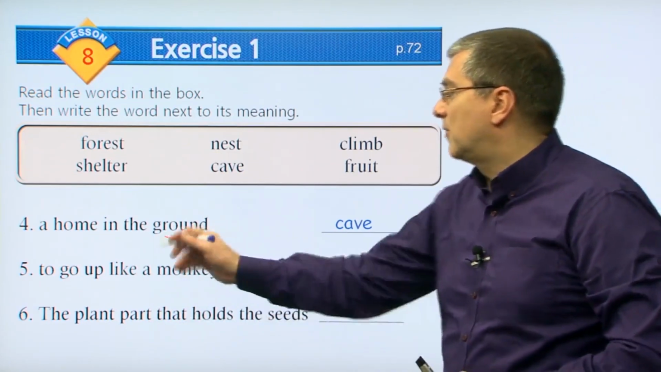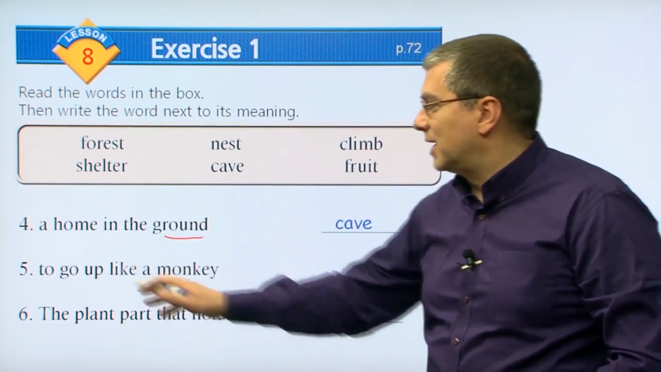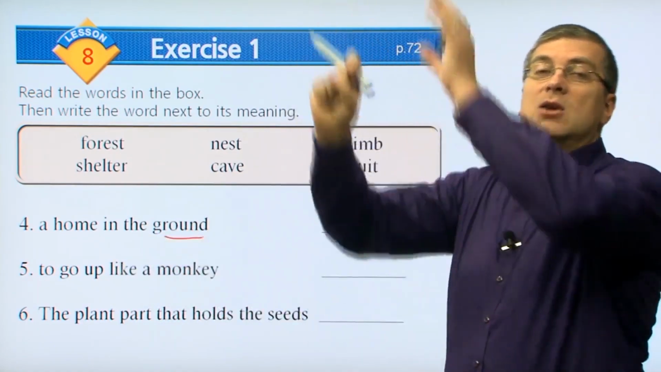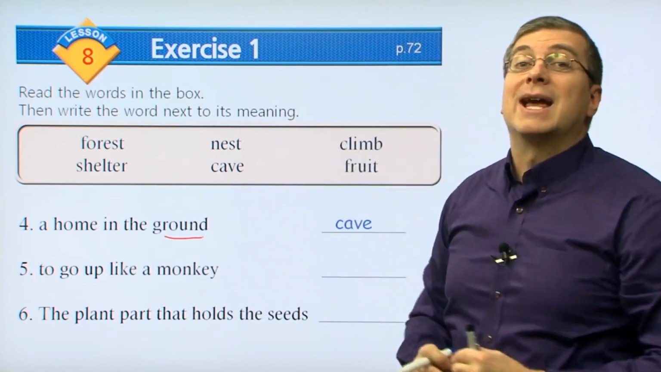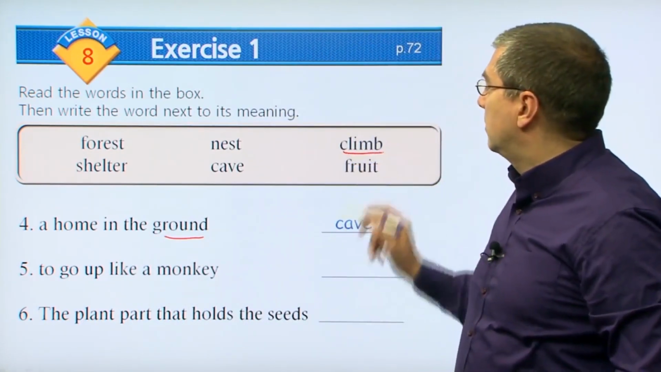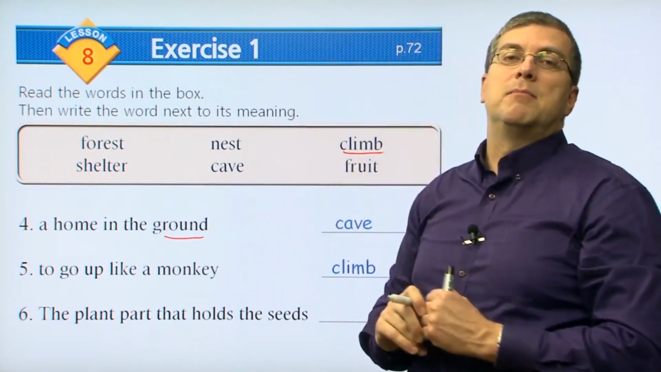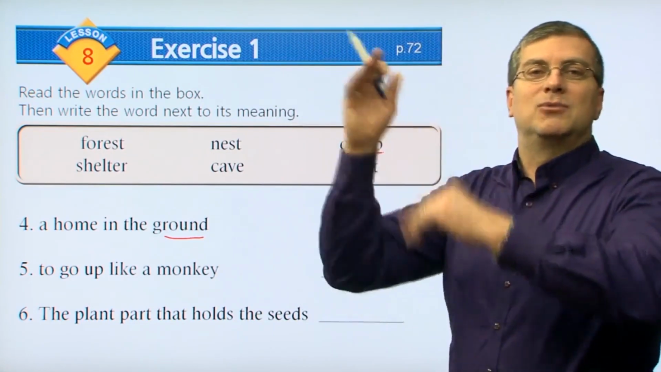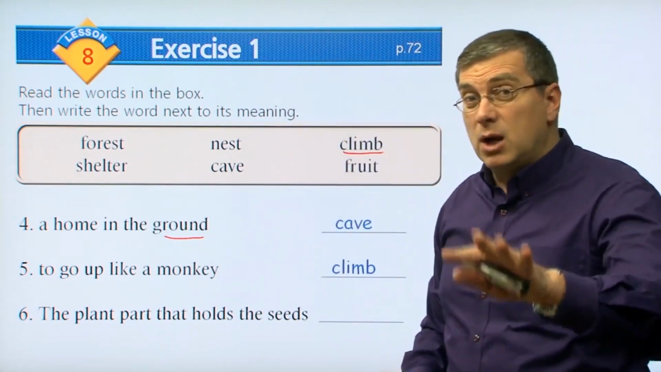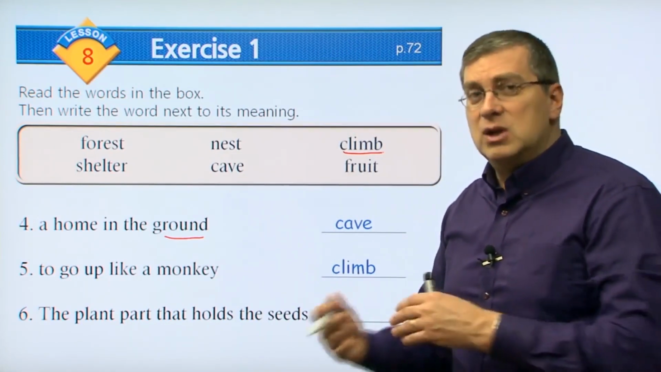Okay, number five. To go up like a monkey. No, I'm sorry, not to grow up. To go up like a monkey. So if you're looking at a tree and you want to go up the tree like a monkey, what are you doing? Of course, we're looking for a verb. And the verb here, of course, is climb. To climb like a monkey. Monkeys climb trees very well. Maybe you climb trees very well. But again, be careful, right? Be careful if you climb something. Be careful you don't fall off.